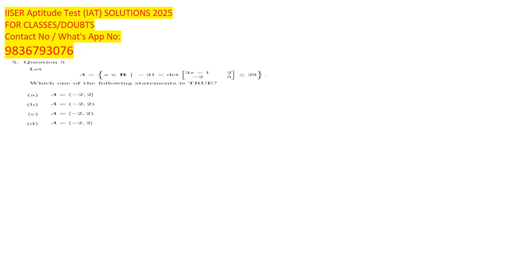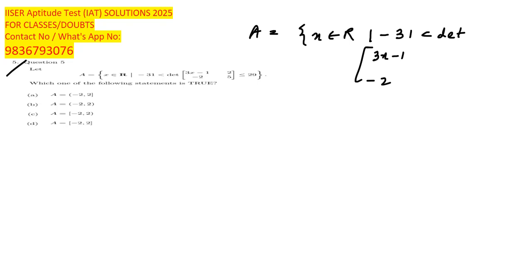और इस सीरीज में हम लोग आ चुके हैं क्वेश्चन नंबर 5 पे। तो चलिए ये सॉल्व कर लेते हैं। हमको दिया गया है, पहले हम लिख लेते हैं। So a is equal to x minus 31 less than determinant of 3x minus 1, minus 2, 2, 5 less than 20. Okay, so which of the following is true? We have to find out.